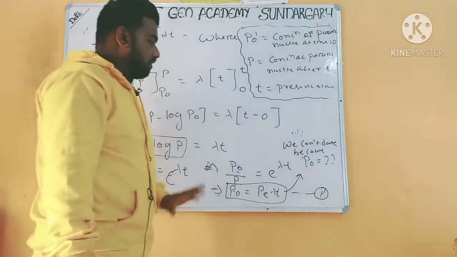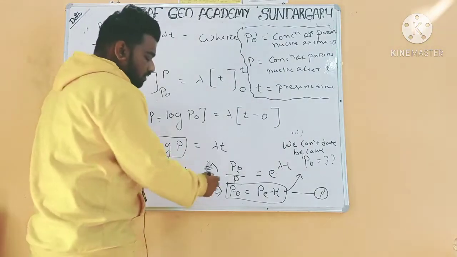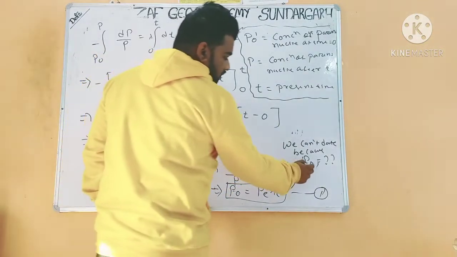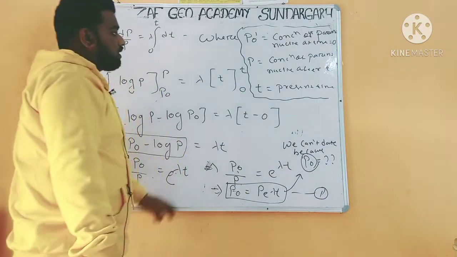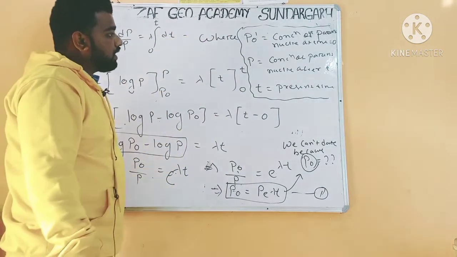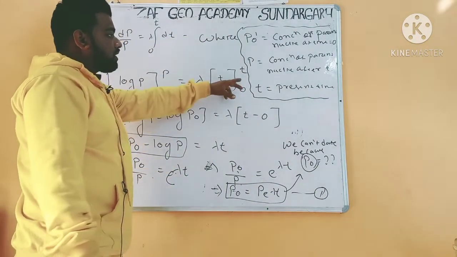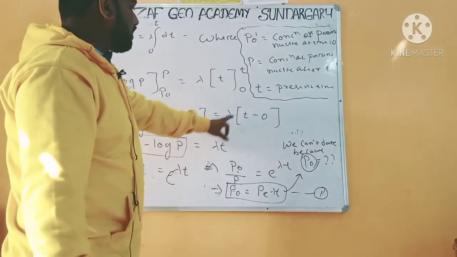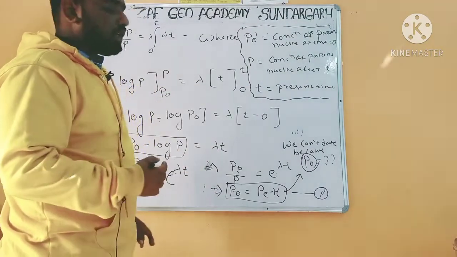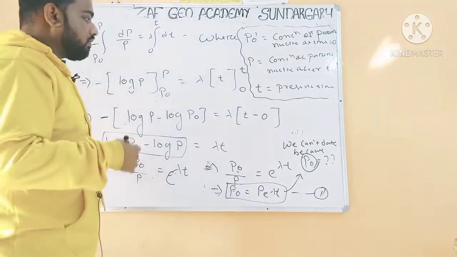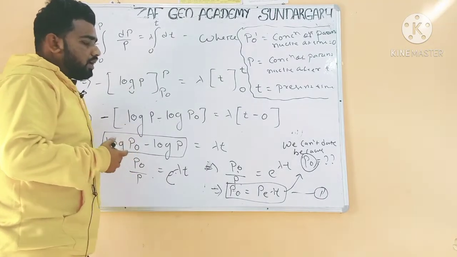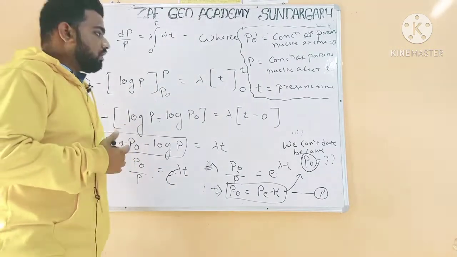From this equation we cannot date a rock, because we don't know what P naught is. P naught is the concentration of parent nuclei at time 0, P is the concentration of parent nuclei after time t, and t is the present time. So how can we date a rock? From another equation we can derive it, and from that equation we can date a rock.